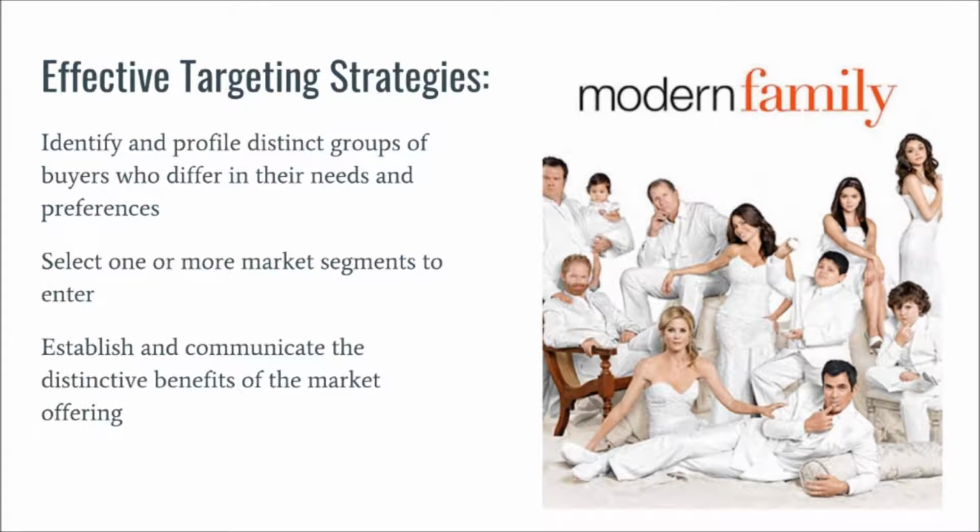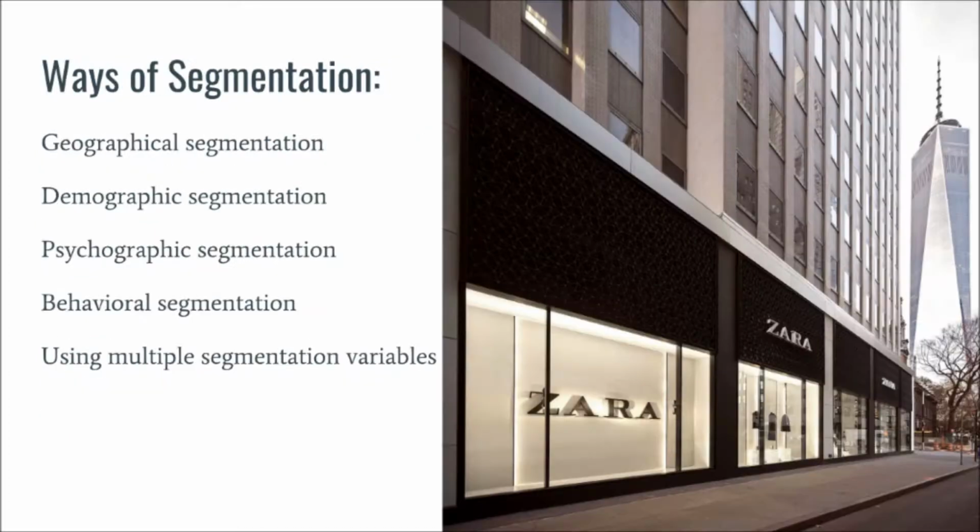Some effective targeting strategies include being able to identify and profile groups of buyers who might buy your product. You have to figure out how to reach them, which is your positioning strategy, and you have to communicate the benefits of your product. This is what your product or service's value proposition is. Remember the 4 steps of marketing: you create value, you deliver value, you have to communicate your product's value as well. Now, there are a couple of ways in which you can segment your market.